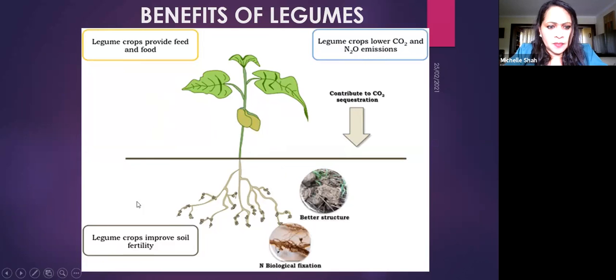Legume crops improve the soil fertility as well by providing nitrogen to the soil. This is done by biological nitrogen fixation on the root nodules, as you see here in the diagram.